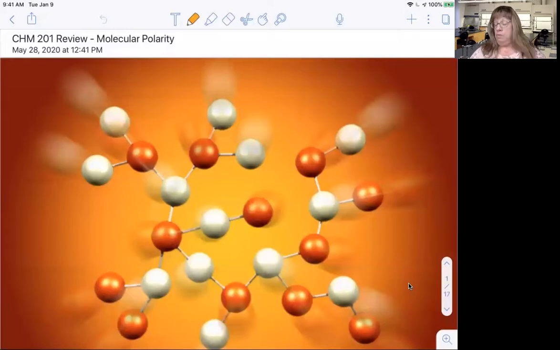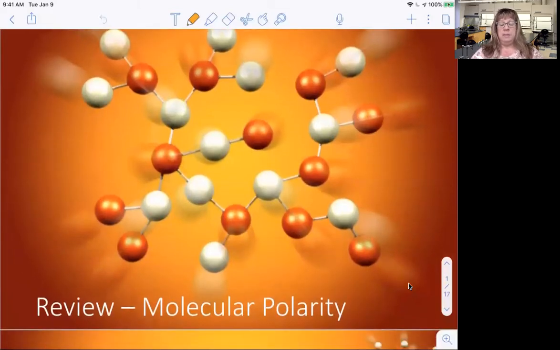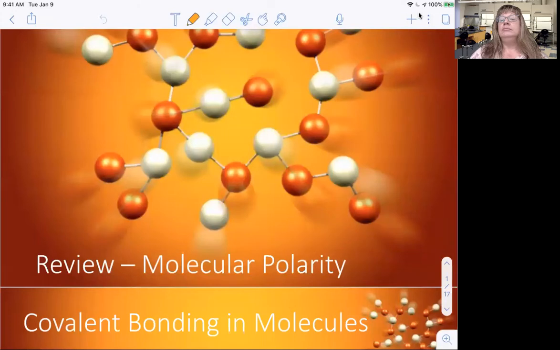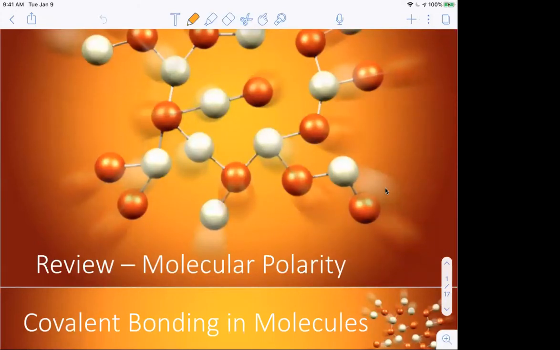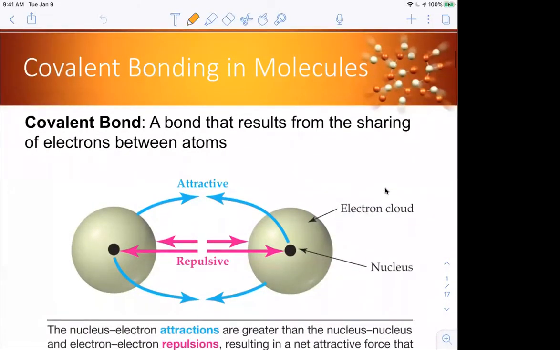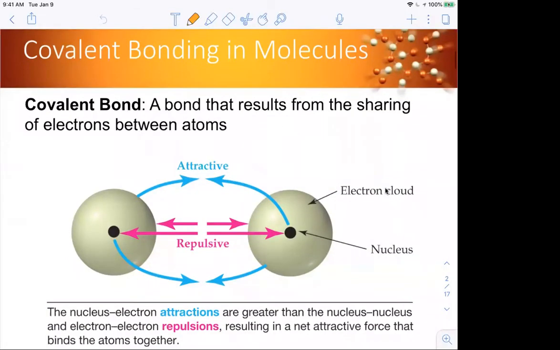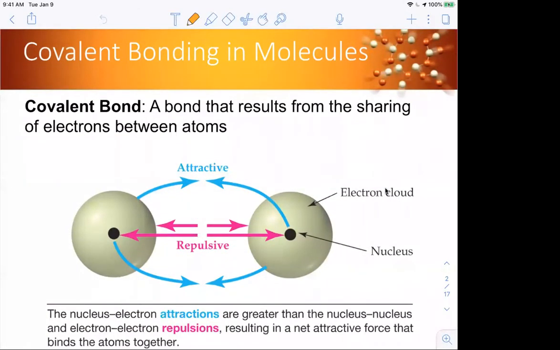What I want you to know is that we are going to be looking at molecular polarity. So remember, in organic chemistry, we are mostly dealing with covalent bonding. And remember, to form a covalent bond, I'm sharing electrons between atoms. So I have two nuclei, I have this nucleus and this nucleus, I have the electron cloud from this atom, and I have the electron cloud from this atom.